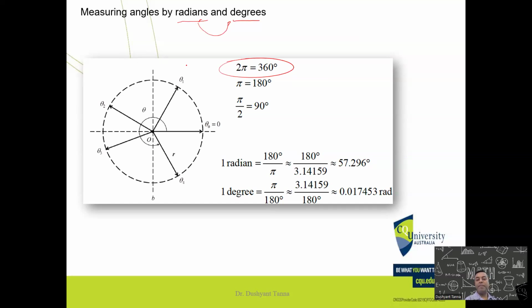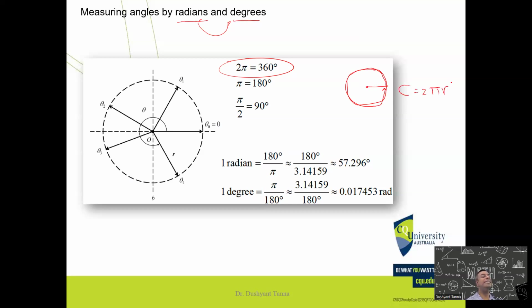Right. So remember, the circumference of a circle, or the perimeter of a circle, is 2 pi r. When you draw a circle, you start from this point and go all the way around and come up here. The circumference is 2 pi r.